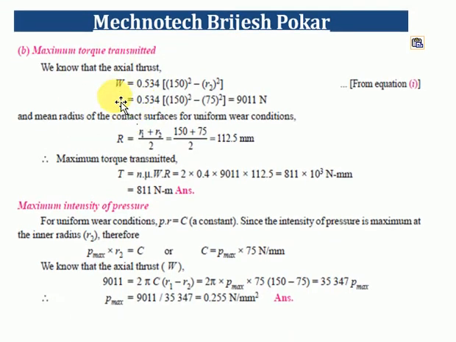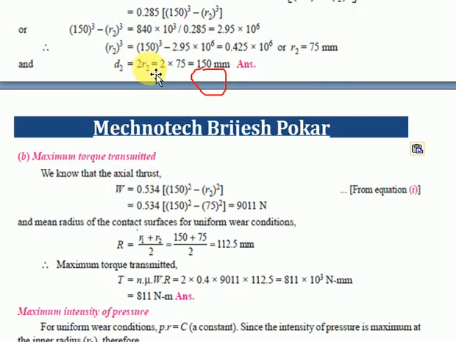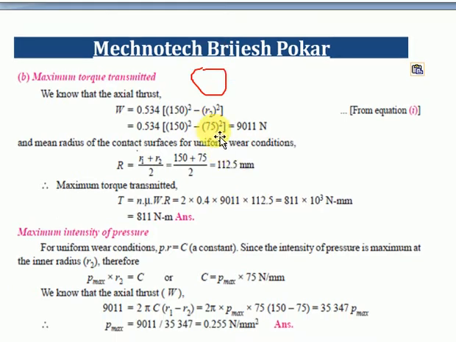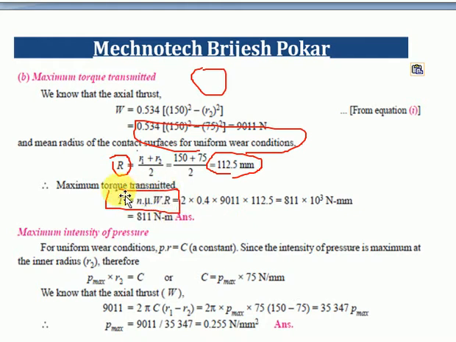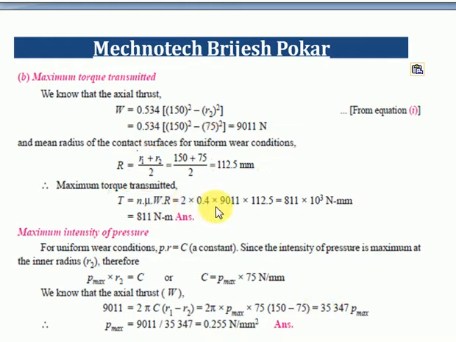Here W is given. Now we know the R2, right? We have already found it here. So R2 is 75. By using this value R2 75, we can easily find out the axial thrust W. Now for the uniform wear condition, R, that is the mean radius, is equal to R1 plus R2 by 2. So we can easily find out capital R and put the value in the main equation, that is torque T is equal to n mu WR. As we have discussed earlier, n is equal to 2, mu is given, W we have found from here, and R is here.